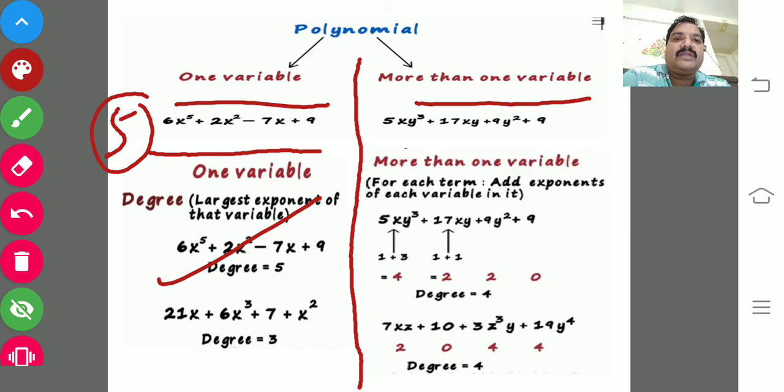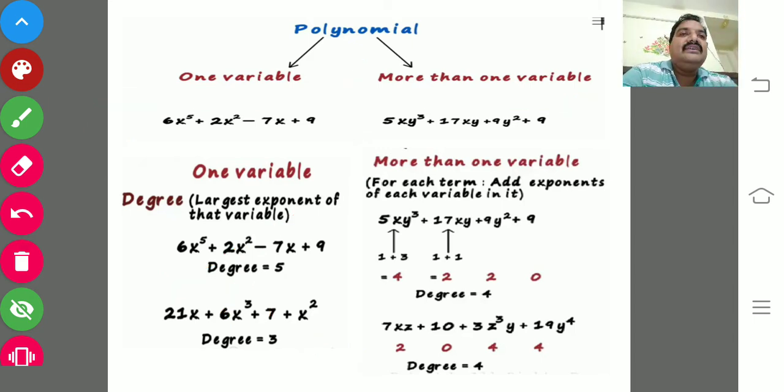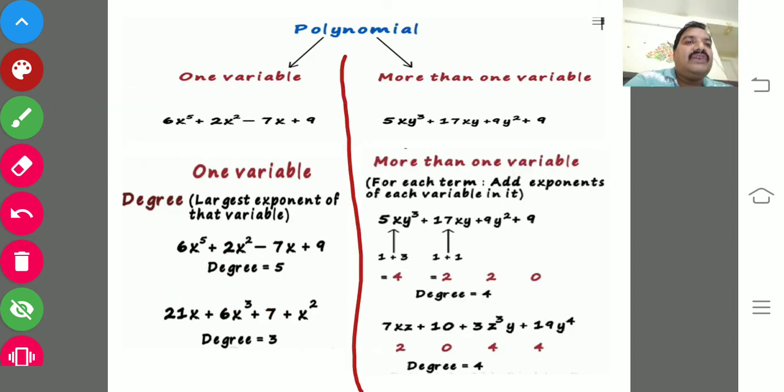Now this is one more example: 21x + 6x^3 + 7 + x^2. The highest power is 3, so the degree of the polynomial is 3. That's it. Here, more than one variable.